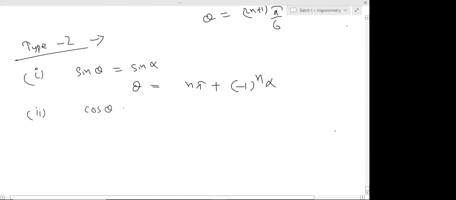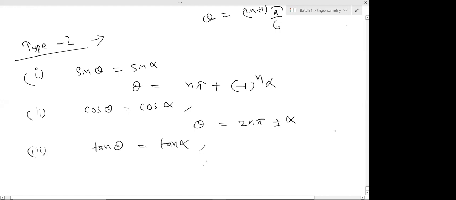If cos theta is equal to cos alpha, then theta is equal to 2n pi plus minus alpha. If tan theta is equal to tan alpha, then theta will be equal to n pi plus alpha.